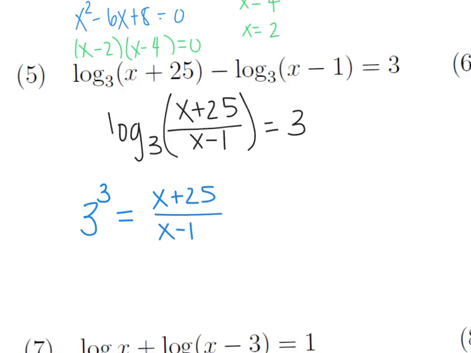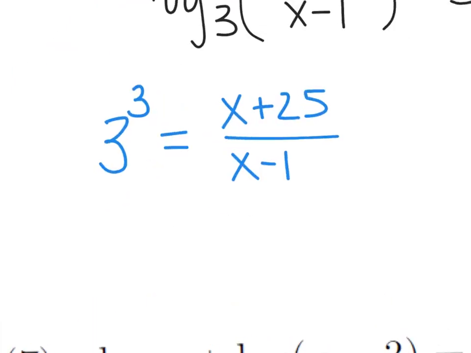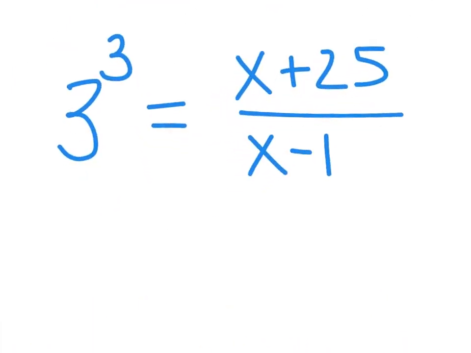Yes. Okay, so then we have to do some math. It's not horrible math, but it's really not like easy math either. What is 3 to the third? 27. Okay, so I get 27 equals x plus 25 over x minus 1. So I need to get rid of that x minus 1 that's in the denominator. How do I do that?